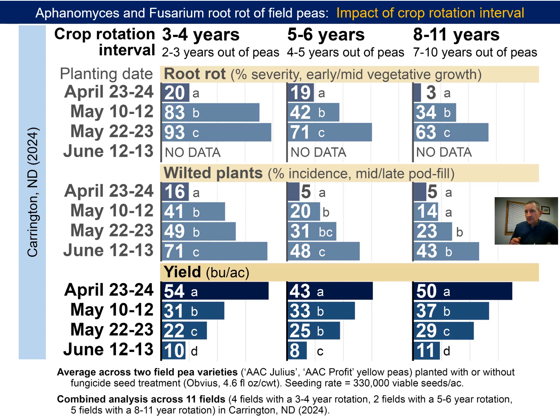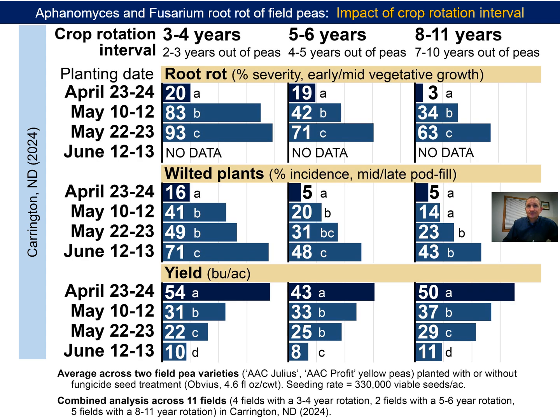And so what these results suggest is that if you're on a tighter crop rotation interval, you might still be able to get profitable peas if you get that planting date right. Again, early planting in this case corresponded to about 44 to 46 degree Fahrenheit soils at seeding depth, which is right in the optimal range that we've discussed before. So let's look at this in greater detail.